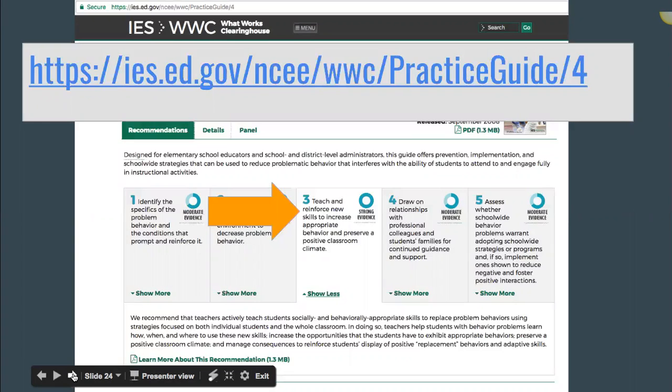Through this instruction, teachers help students with behavior problems learn how, when, and where to use these new skills. Increase the opportunities that students have to exhibit appropriate skills and preserve a positive classroom climate, and manage consequences to reinforce and support students' display of positive or the replacement behavior and adaptive skills.